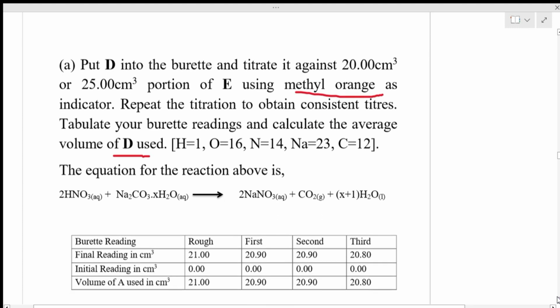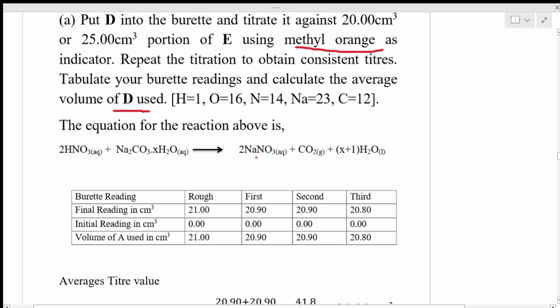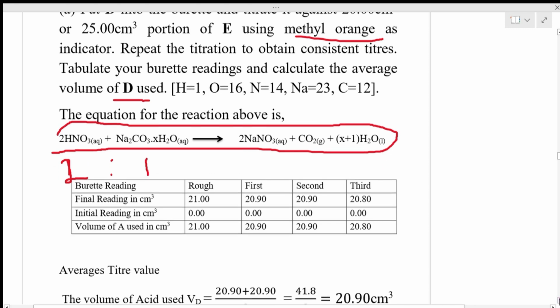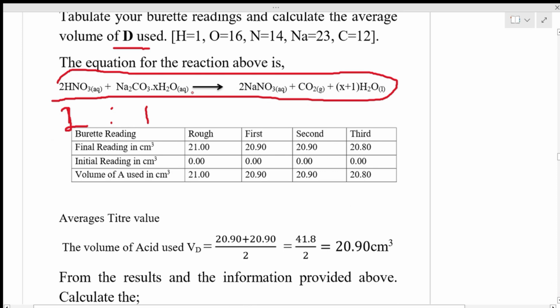So the balanced chemical equation here is this. Look at the balanced chemical equation. So we have acid to base in a 2:1 ratio. Okay, 2:1. You can see my balanced chemical equation, because for this hydrated salt, it might give you hydrated salt or anhydrous salt depending. So after the titration, we arrive at this table of values. Rough Va is 21.00, first is 20.90, second is 20.90, and third one is 20.80.